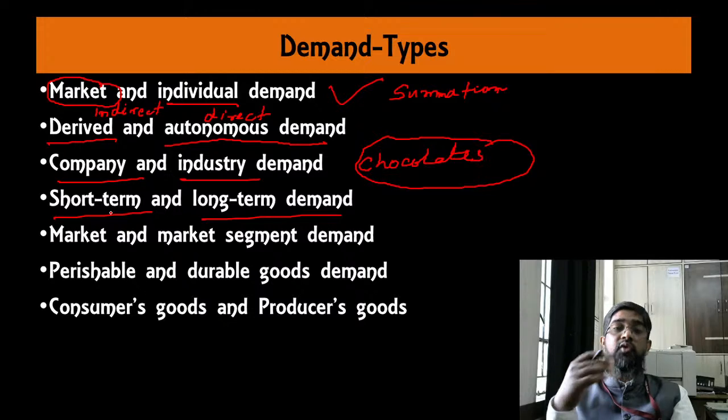But in case of durable commodities, even in the short period, for cars, bikes, mobile phones, short period means 1 year period. For long period maybe 5 years, 2 years, right? So demand for longer, more than 1 year, usually more than 1 year period will be treated as long term demand, and less than 1 year period, a month, 2 months, 6 months will be treated as short term demand. Next point is market demand and market segment demand.